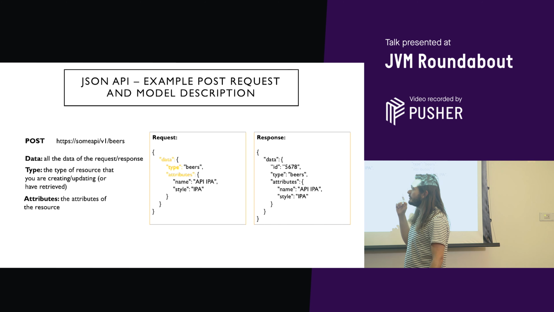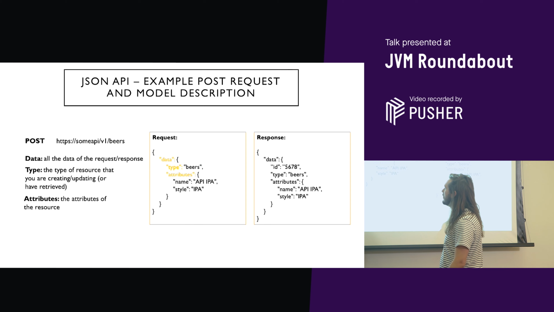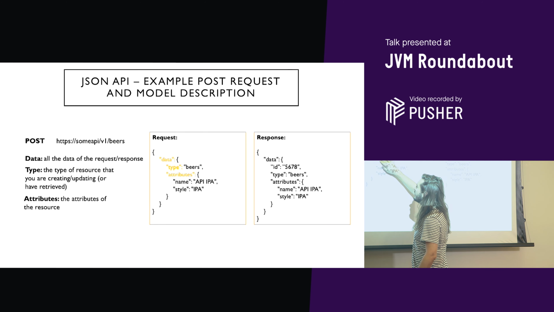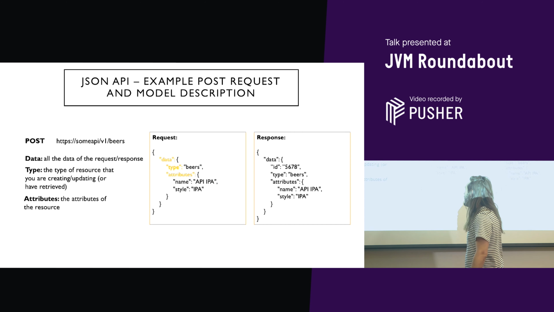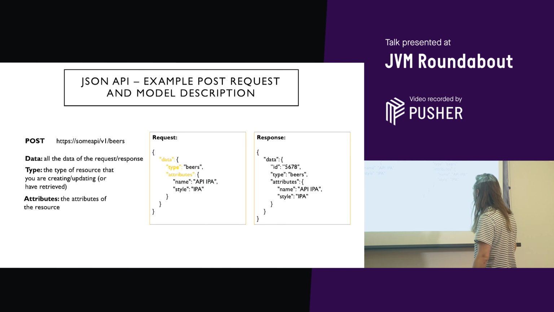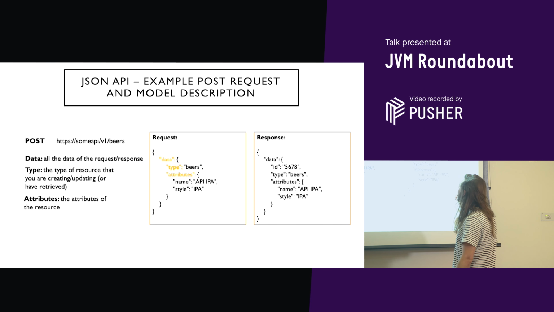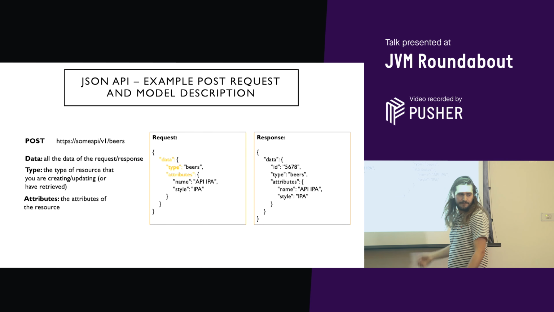This is how you would create a beer resource with JSON API. So, it's a POST. You've got three main parts of a request. You've got data, which is the data of the request. You've got the type, which is the type of the resource that you're creating, which is also obviously in the URL. And then you've got attributes, which are the attributes of the resource you're trying to create. This is the response. Obviously, the server generates an ID and comes back with the attributes that you've requested.